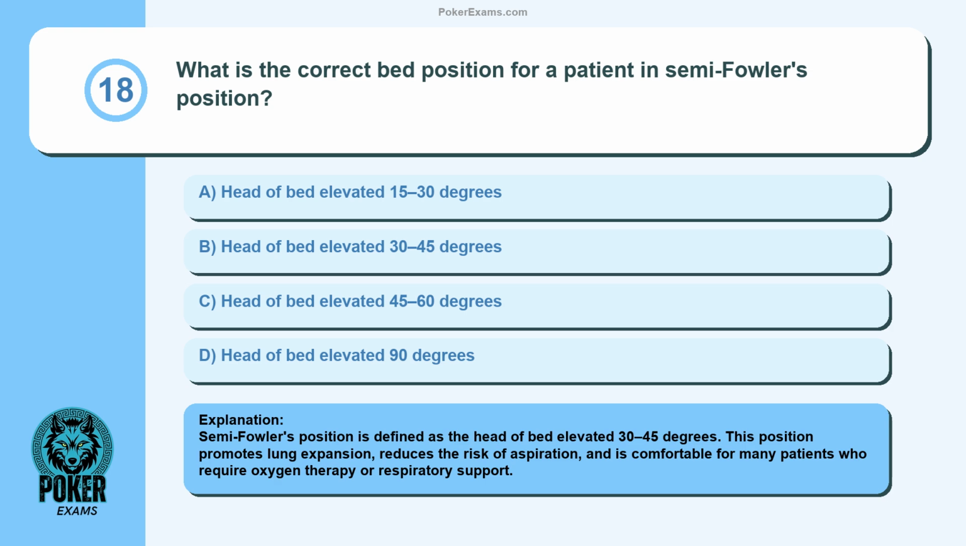Semi-Fowler's position is defined as the head of bed elevated 30 to 45 degrees. This position promotes lung expansion, reduces the risk of aspiration, and is comfortable for many patients who require oxygen therapy or respiratory support.